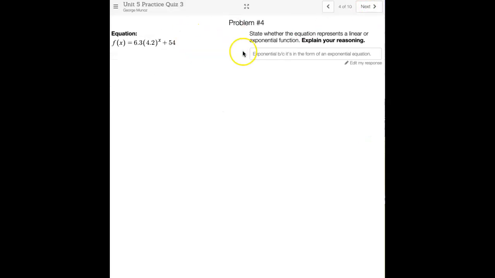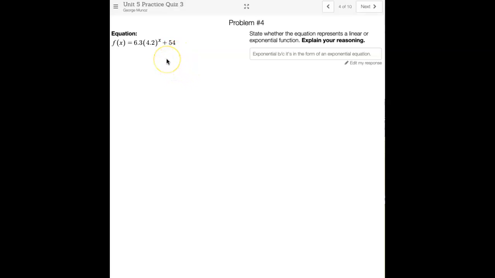Slide number 4, it's definitely exponential. It's in the form of an exponential equation. y equals a times b to the x power. The plus 54 is like a plus k, which you've seen in a couple different note sets or assignments. So again, it is in the form y equals a times b to the x power plus k, and so that makes it exponential.